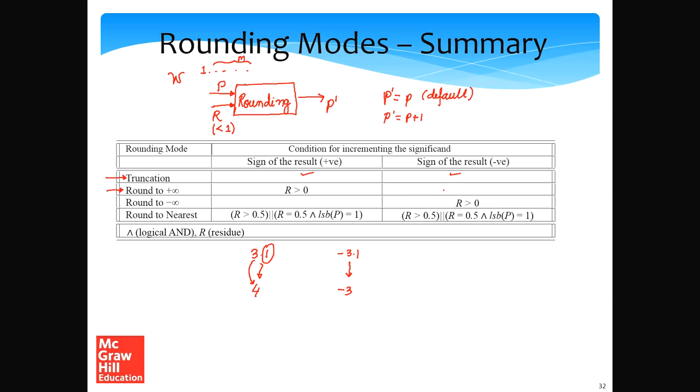If the sign of the result is negative, as in this case minus 3.1, so basically if I draw a number line, minus 3 will lie here, minus 4 will lie here, and all intermediate numbers will lie over here. So since we are rounding towards plus infinity, all the numbers will be rounded to minus 3. So what we are essentially doing is that if this can be any number of the form minus 3.x, we will truncate this x and we'll round everything to minus 3. So essentially we need to let the default happen, which is that we set p dash equal to p and discard the residue.